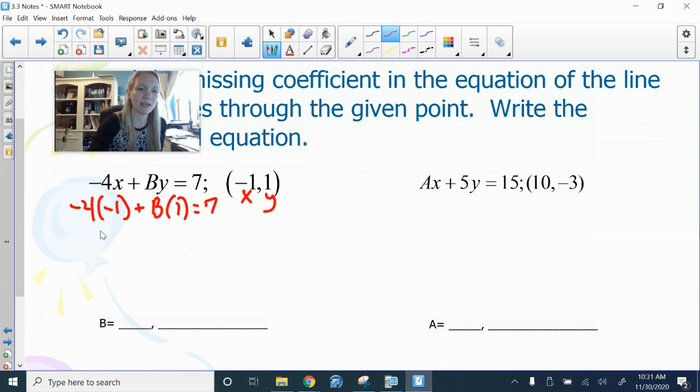So if I do -4 times -1, that'll make +4. I'll have 1b, or just b, equals 7.